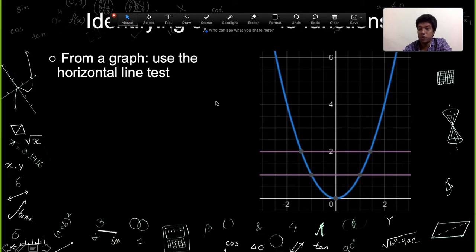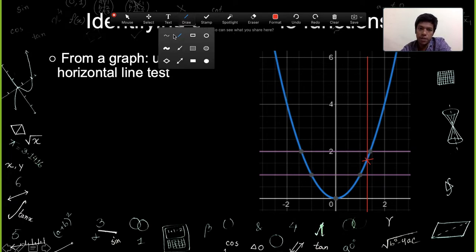Now from a graph, how do you understand? Like, is this a one-to-one function? First of all, this is a function, because for a function we do the vertical line test. If you draw a vertical line and it intersects your graph at only one point, then that means it is a function. For a function, what is the test? Vertical line test. If your graph is intersected by your line only once, then it is a function.